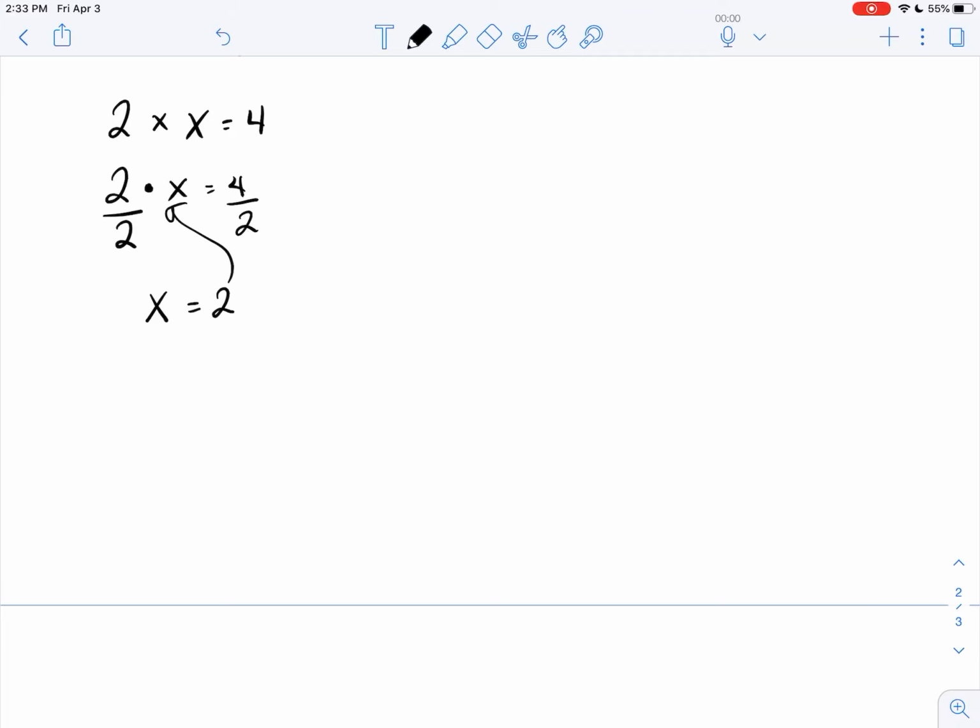Plug 2 back in for x, and we're going to get 2 times 2 equals 4, which is true. x does equal 2.